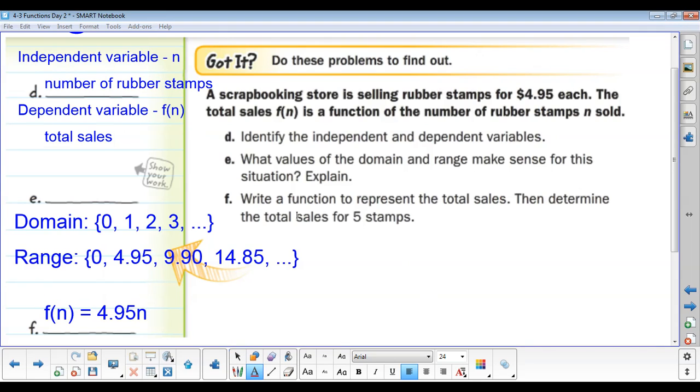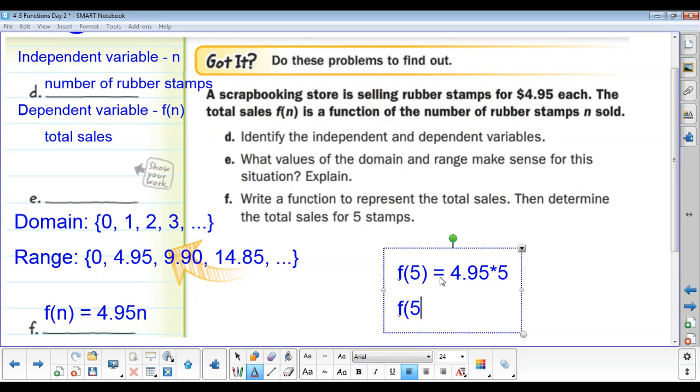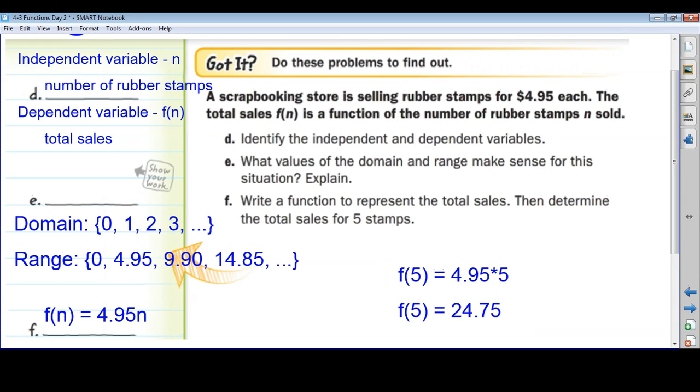Now, in terms of how much the sales would be for 5 stamps, they're asking me for f of 5, which means all I need to do is replace n with 5, and 4.95 times 5 is $24.75. And there you have it. Good luck on the rest of your problems today.